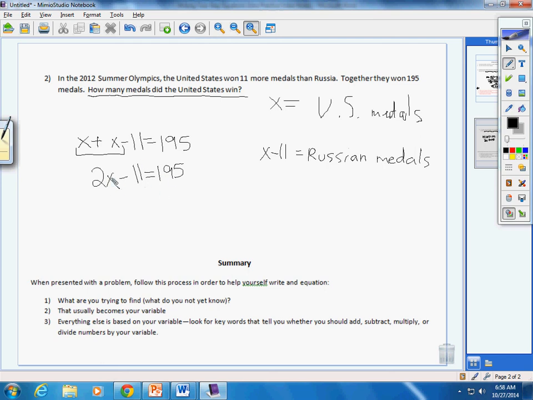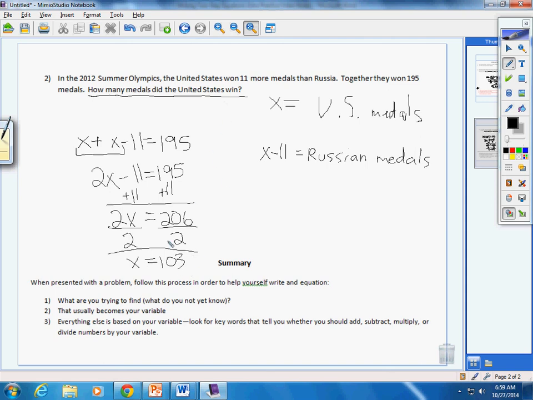Now, we just have a regular equation. How do we solve it? Let's get rid of what's not attached to x first. So since we subtracted 11 here, let's add 11, because negative 11 and positive 11 will cancel out. That's the whole goal. We're trying to get rid of that 11 so we can get closer and closer to having x completely on its own. So that's 206. And our last step, to get x by itself, just divide by 2. Just divide by 2 on both sides, and you should be left with x equals 103.